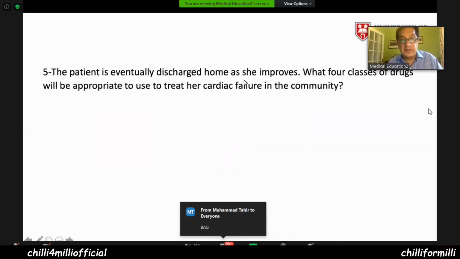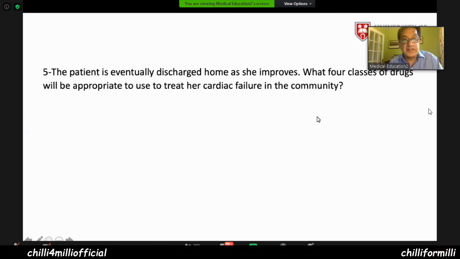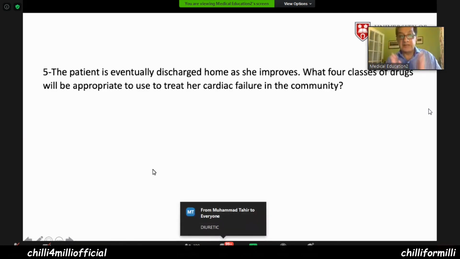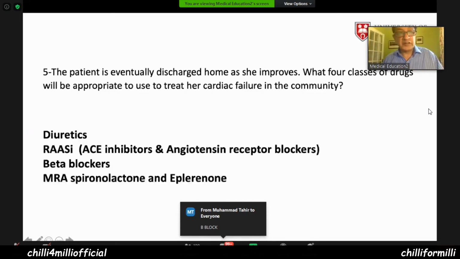Same question. This patient is eventually discharged home as she improves. What 4 drugs will be appropriate to use to treat her cardiac failure in the community? What 4 drugs might you consider to give this patient with CCF? Now, you have made the diagnosis, you have given the acute treatment. What 4 drugs might you be able to consider? So this is your answer.